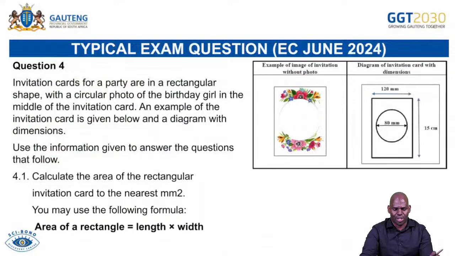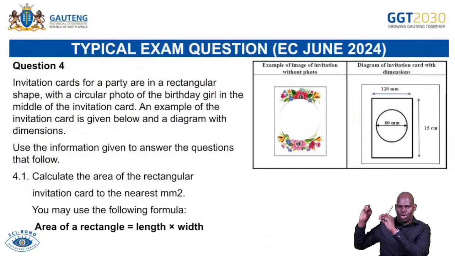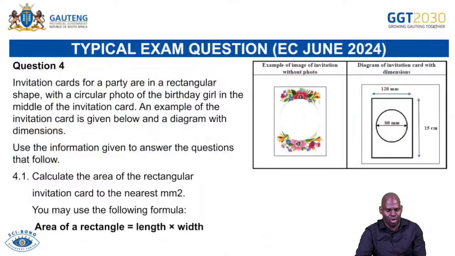Right, then the next question, it's also taken from one of the previous question papers, Eastern Cape, June 2024. They say invitation cards for a party are in a rectangular shape with a circular photo of the birthday girl in the middle of the invitation card. It's very important that whatever information is given, make sure that the very same information is indicated on the picture. Just check if the information that is given corresponds with what is indicated on the picture. So we can see that in this case, they say with a circular photo of the birthday girl in the middle of the invitation. You can see there's a circle.